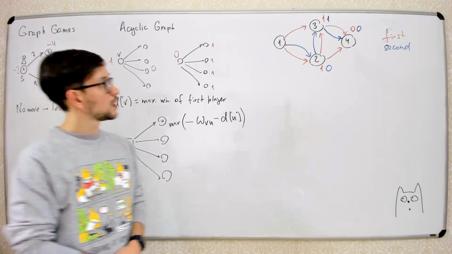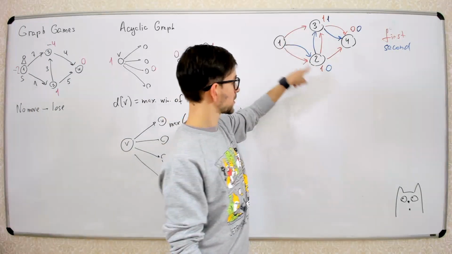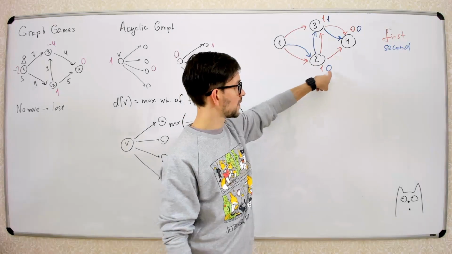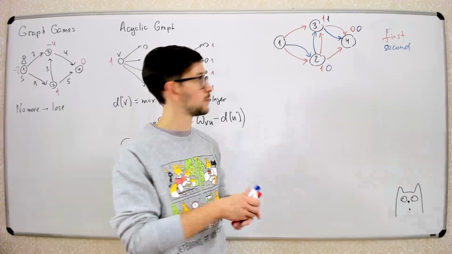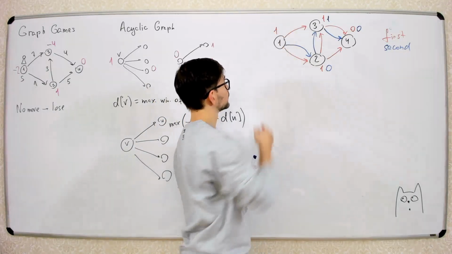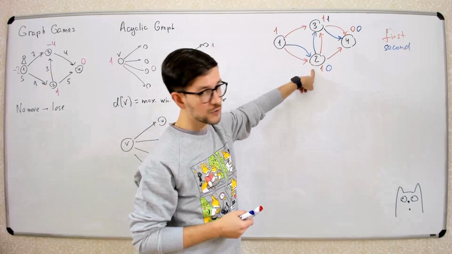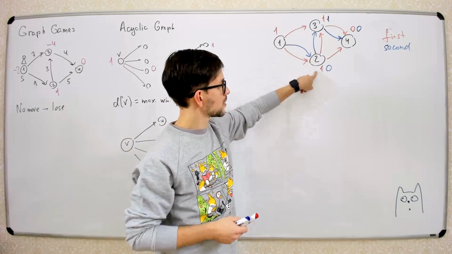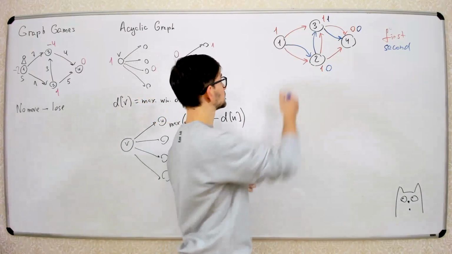Now if you stand here, if you're the first player, you can move here or here. If you move here, then the second player will lose. So for the first player, this game is a winning game. And for the second player, you can only move here, and if you move here, then the first player will win the game. So for the second player, it's also a losing game.